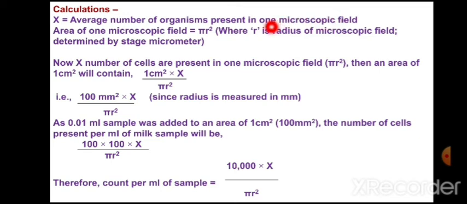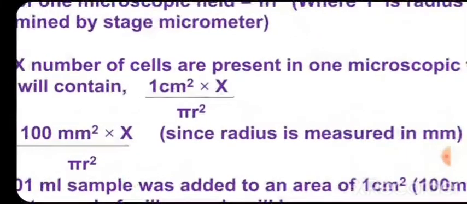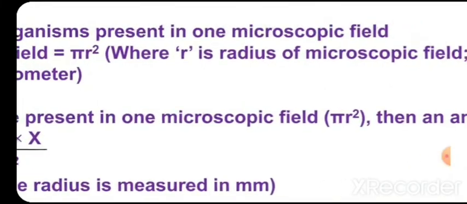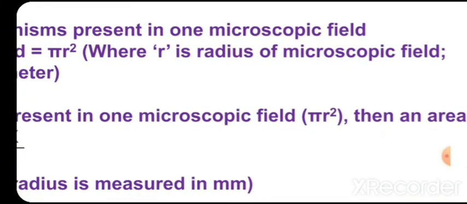Now, what is this one microscopic field? The area of one microscopic field will be pi r square. This is simple mathematics. As the area is circular, it will be pi r square. Here r is the radius of what? The radius of that circle, and in this case that circle is the microscopic field.